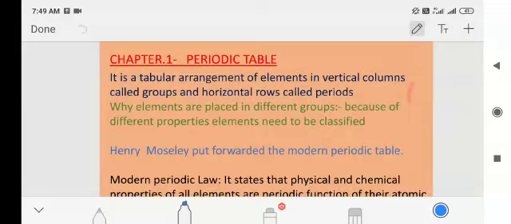Good morning, children. Today, let us discuss the first chapter called the periodic table.